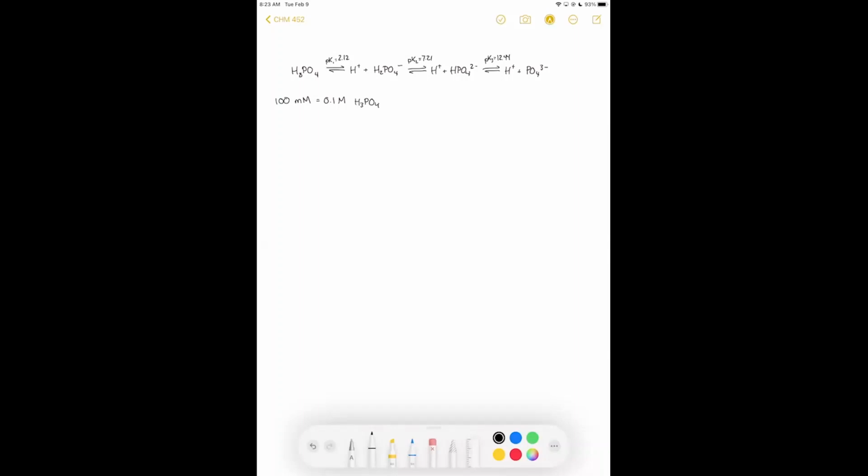And if we have a 0.1 molar acid, or 100 millimolar acid, the question is how much of each of these possible compounds, so H3PO4, H2PO4 minus, HPO4 2 minus, or PO4 3 minus, are present at every single integer pH unit from 1 to 13.